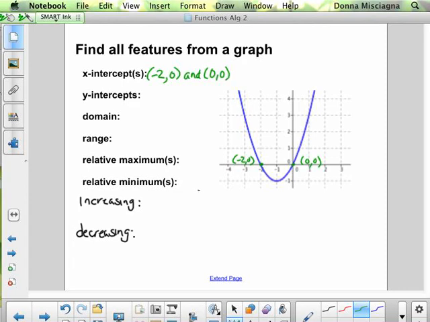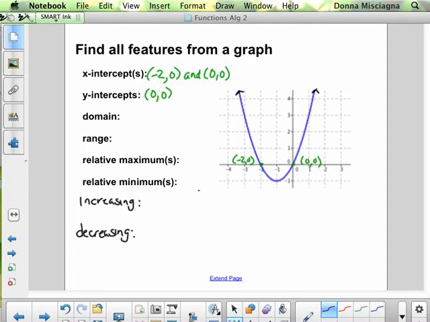The x-intercept happens to also be a y-intercept, right? Because not only does it cross the x-axis at 0, 0, it crosses the y-axis, because that's the origin. The domain, so this is understood. It's going to keep on going, right? It goes right off the graph. So it's going to keep getting wider.